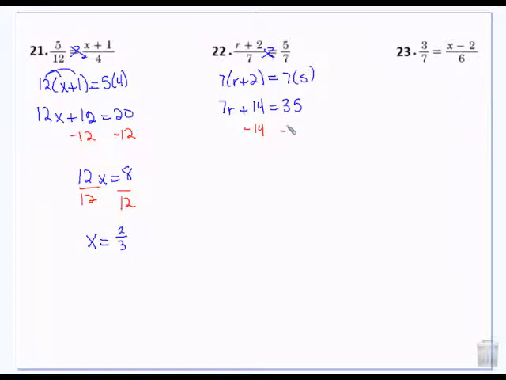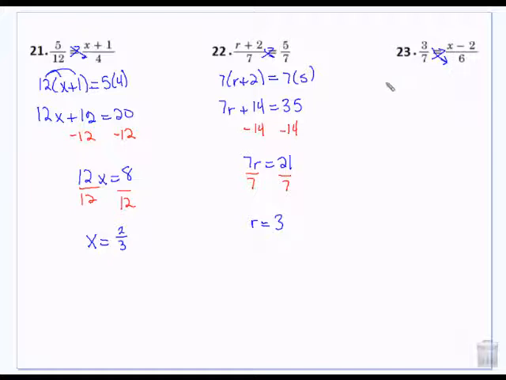Subtract 14, and I get 7r is equal to 21. Divide by 7, r equals 3.